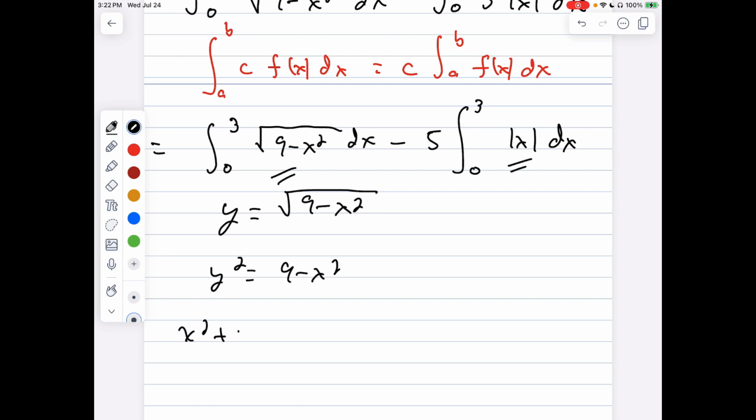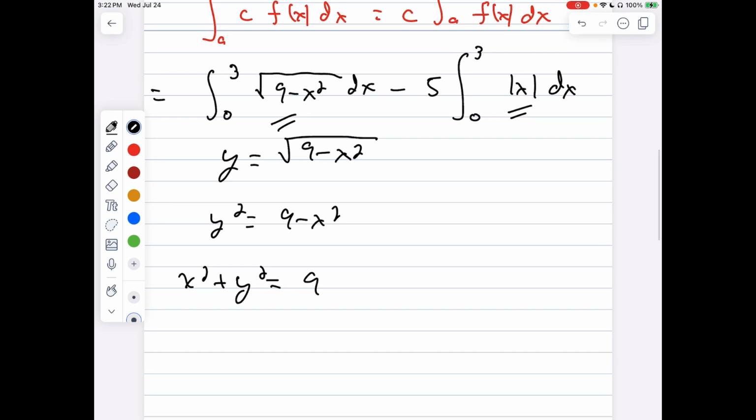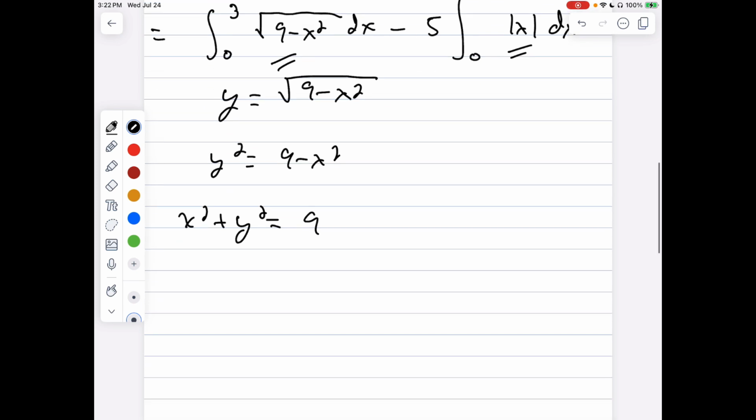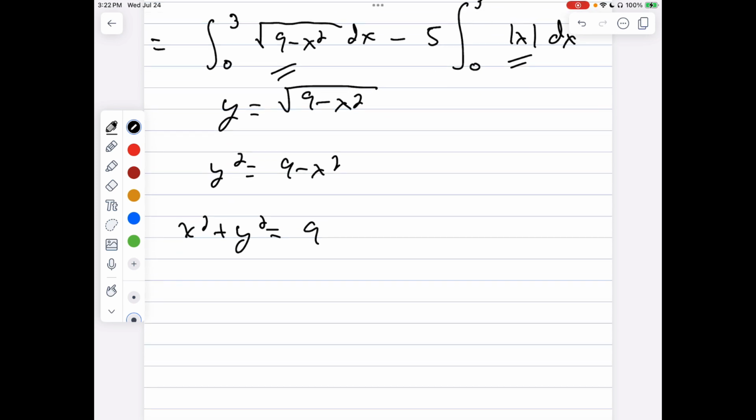The reason I did all of this was so I can identify what this function looks like. Sometimes you can't identify a function right from the start; you have to do a little more operations. In this case, my operations were squaring and adding things over. And what this is telling me is that this function is essentially part of a circle. The equation x squared plus y squared equals 9 is the equation of a circle of radius 3, so it looks something like this.